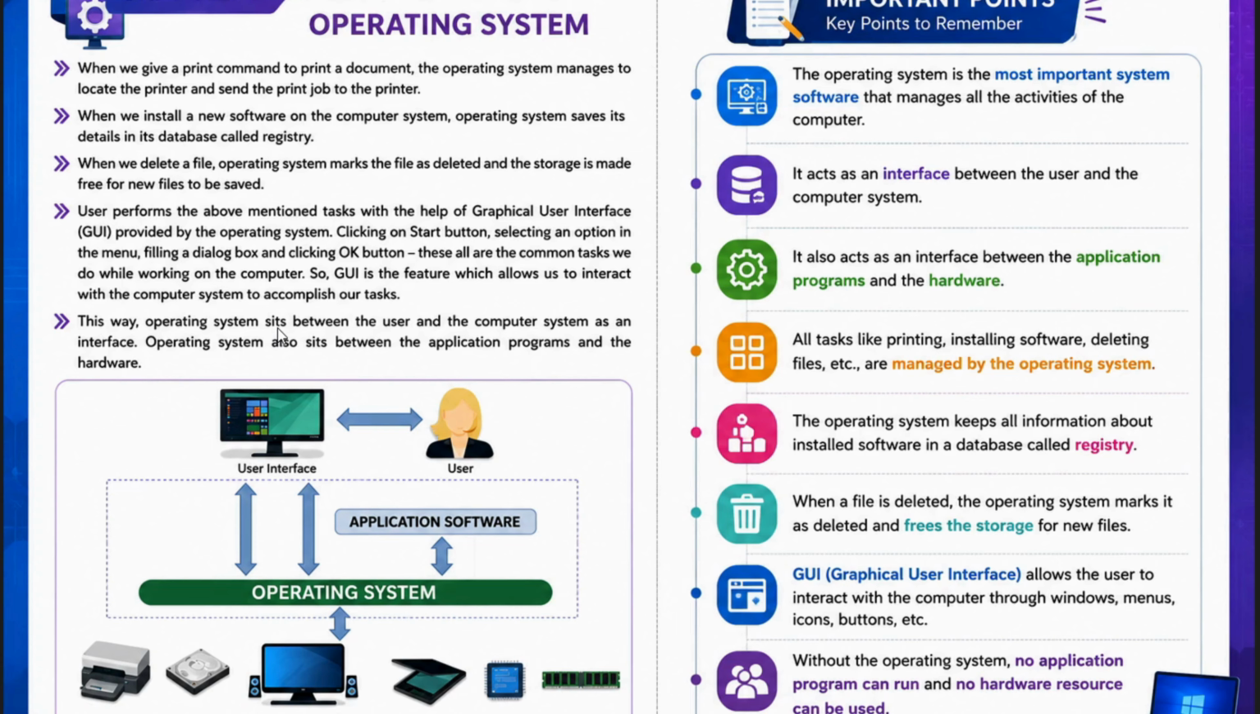This way, the operating system sits between the user and the computer like this. As an interface, the operating system also sits between the applications, these programs, and the hardware. This is how it is interconnected. With this diagram, you can see that the hardware is connected with the operating system, applications are connected with the operating system, and the user also interacts with the operating system. Here we have some key points. I'll see you in the next part of this chapter now.